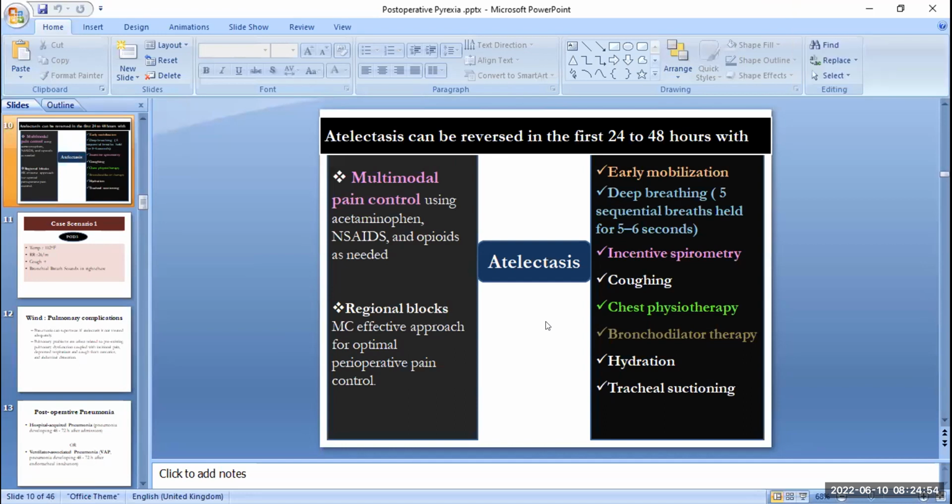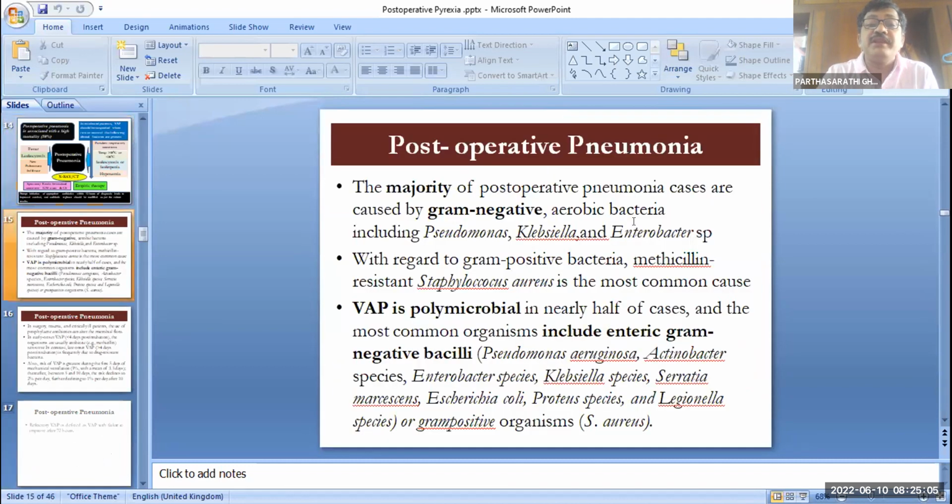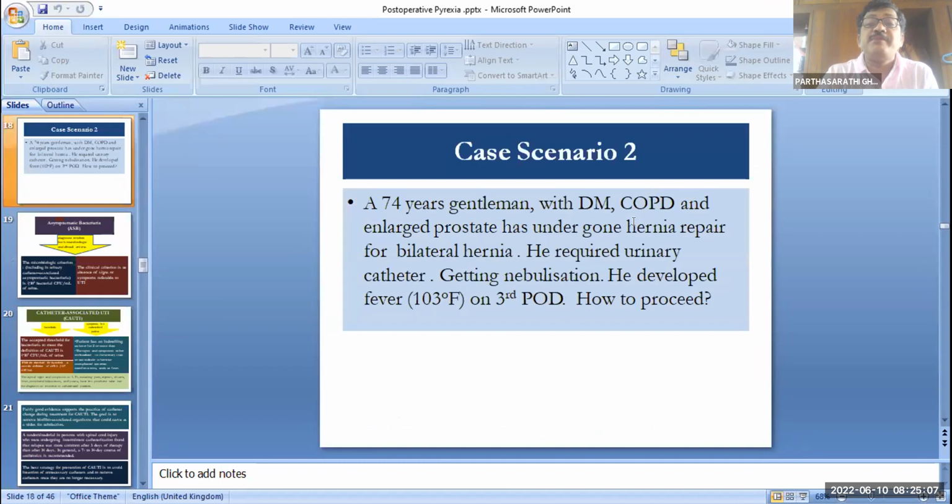Okay. Case scenario 2. So this is the slide that I've already shown. Pain management, early mobilization. This is very important, what the sir has told. So everything is preventable. Of course, prevention is the best treatment for post-operative atelectasis and pneumonia.